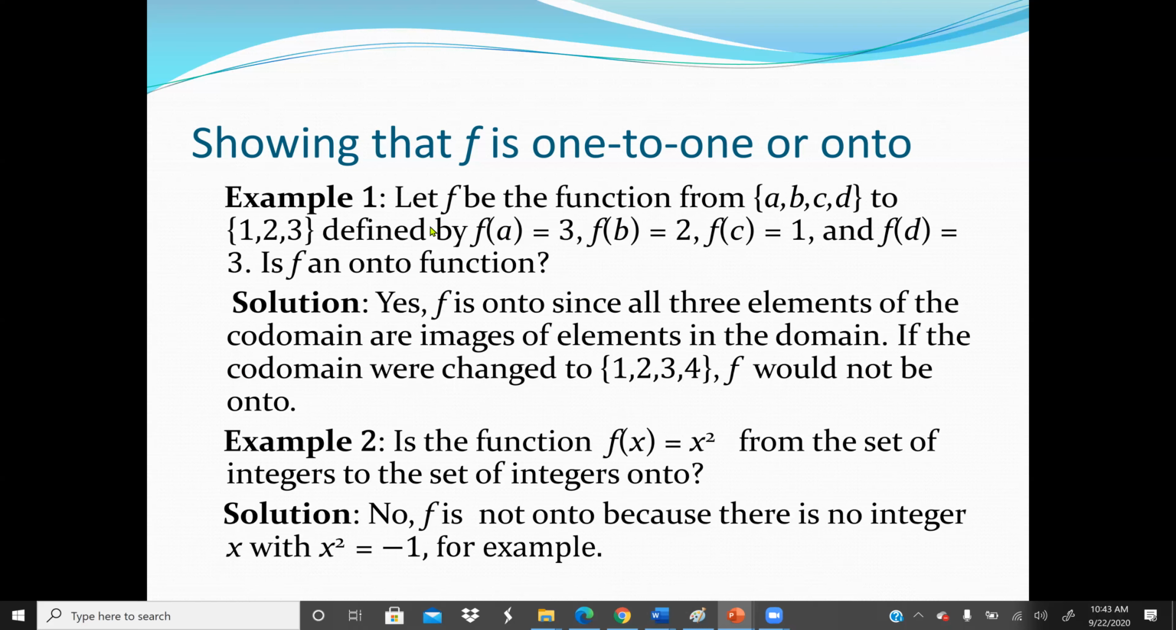So let's see the solution. Here, the example said that let f be the function from a, b, c, d to 1, 2, 3, and we define it by f at a equal to 3, f at b equal to 2, f at c equal to 1, and f at d equal to 3. Now we say if this function is onto, it means every output is generated by some input. The solution says yes, because f is onto since all the three elements of the codomain are images of elements in the domain. So if the codomain were changed to 1, 2, 3, 4, f would not be onto.